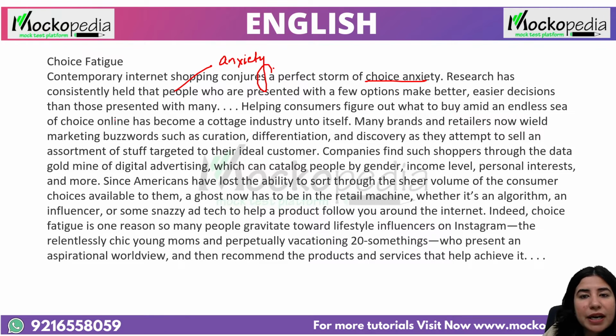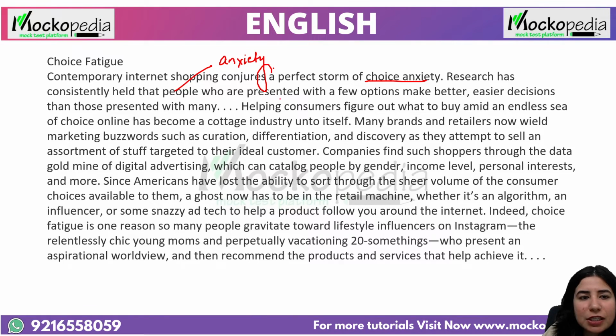Helping consumers figure out what to buy amid an endless sea of choices online has become a cottage industry unto itself. तो ये cottage industry, I am sure आपने देखा होगा, इतने influencers हैं, so Instagram and everywhere on social media you'll find they order some outfits, just an example, and they'll showcase how it looks from different sides. So that's what they are doing, that's an industry.